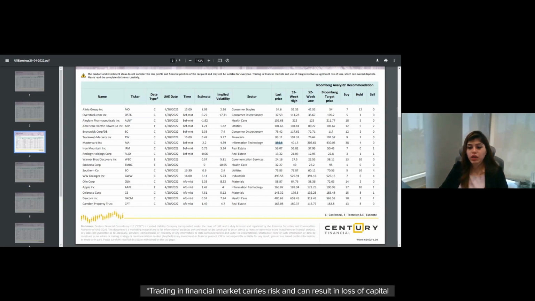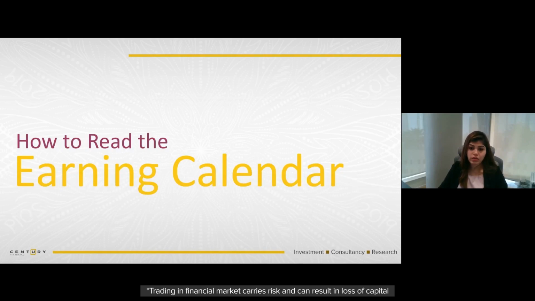We look at the 52-week high for the company and the 52-week low. And we also look at the average Bloomberg target price and how many analysts are recommending to buy the stock, hold the stock, or sell the stock. So there's a great amount of information available on our earnings calendar. Your RMs or your consultants can share the same with you as and when requested. We send them out regularly, so you can just contact your RMs for the same.